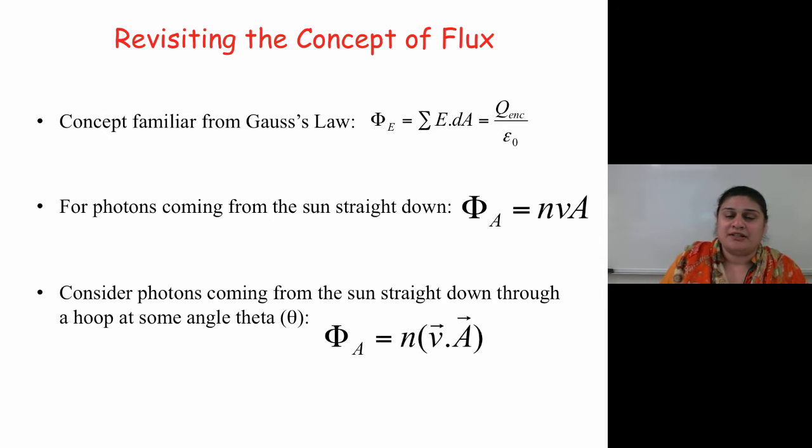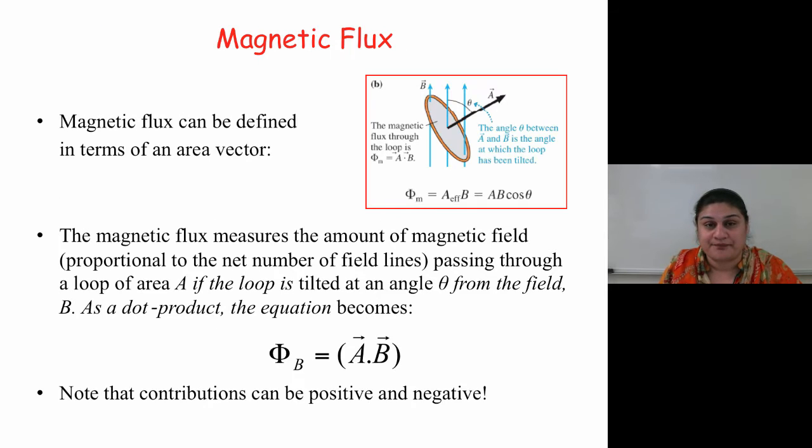Now, let's talk a little bit about mathematics. In order to talk about math, let's quickly go over what flux is. Do you remember Gauss's law from chapter 16? Long time ago. The concept is familiar from Gauss's law, which says that the flux is equal to the integral of E dot dA, or Q enclosed over epsilon naught. For photons coming from the sun straight down, flux is equal to NvA. Consider the photons coming from the sun straight down through some hoop at some angle theta, which will give you the flux equals N v dot A.